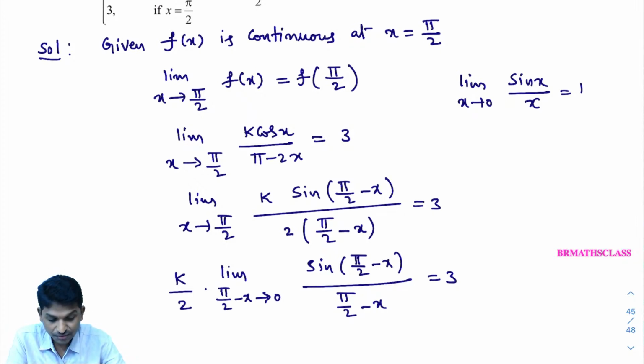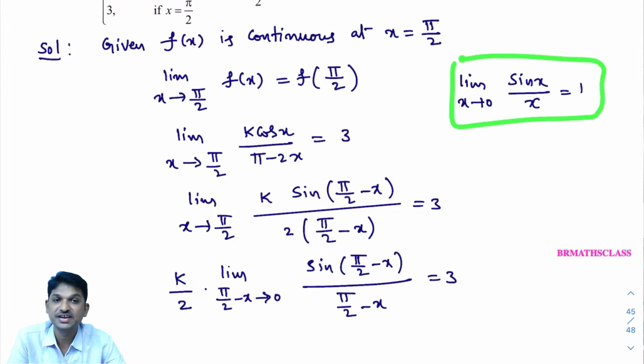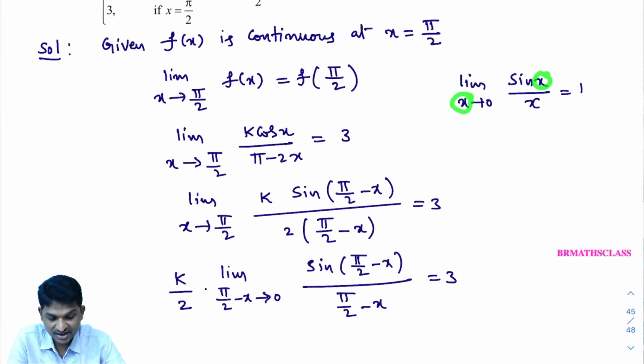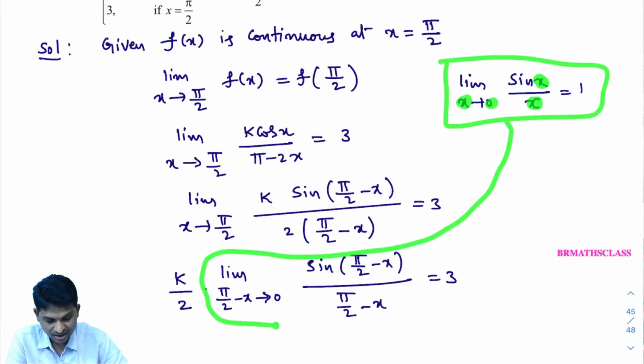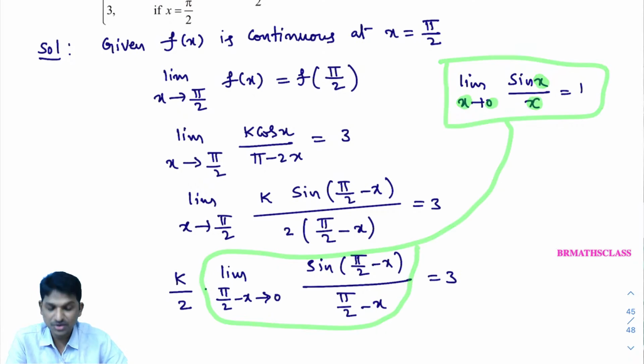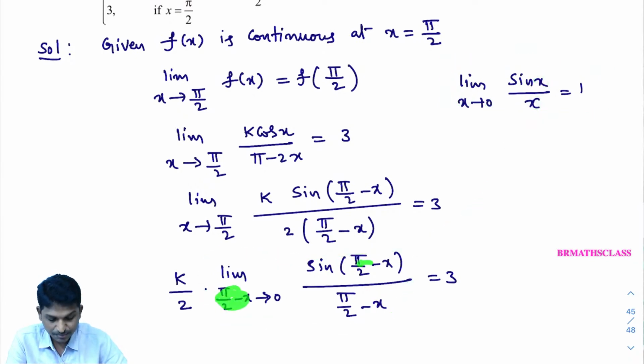Now observe this formula. We know this formula, limit x tends to 0, sin x by x equal to 1. This formula holds good in this case. Observe this carefully. Here x is there, here x is there. What expression is present here? If the same expression is present here and it approaches 0, then only we can apply this formula. Now I'll try to apply this formula here. Please observe, pi by 2 minus x, pi by 2 minus x, pi by 2 minus x, and this value is approaching 0.